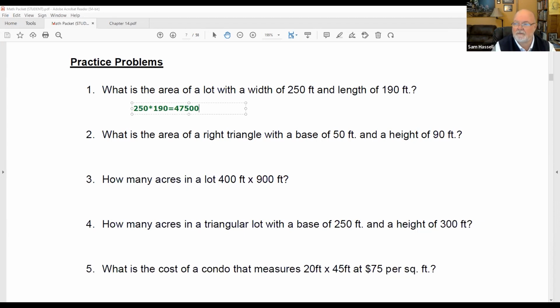Now, I know it's not in this question, but I want to know how many acres that is. So what am I doing? I'm going to take this 47,500 and divide it by 43,560. I'm going to trust that you got your math right: 1.09 acres. If I'm paying for it by the acre, I'm going to want to know what I'm paying for. So that's number one.